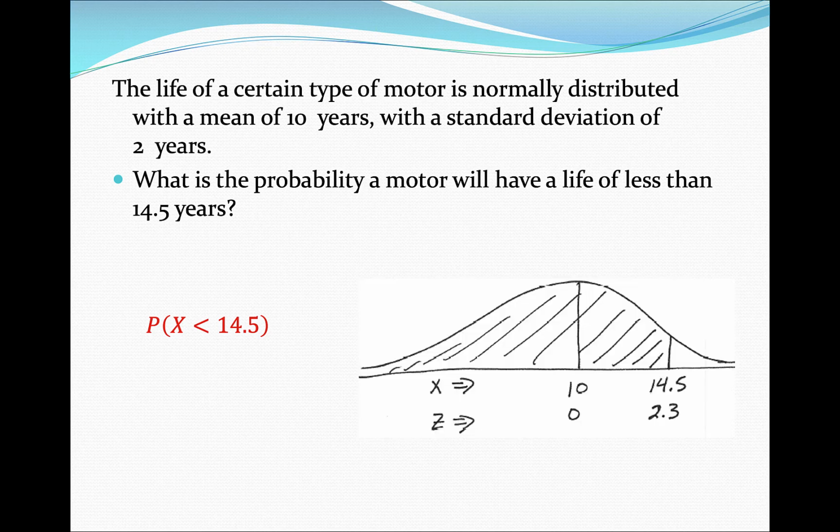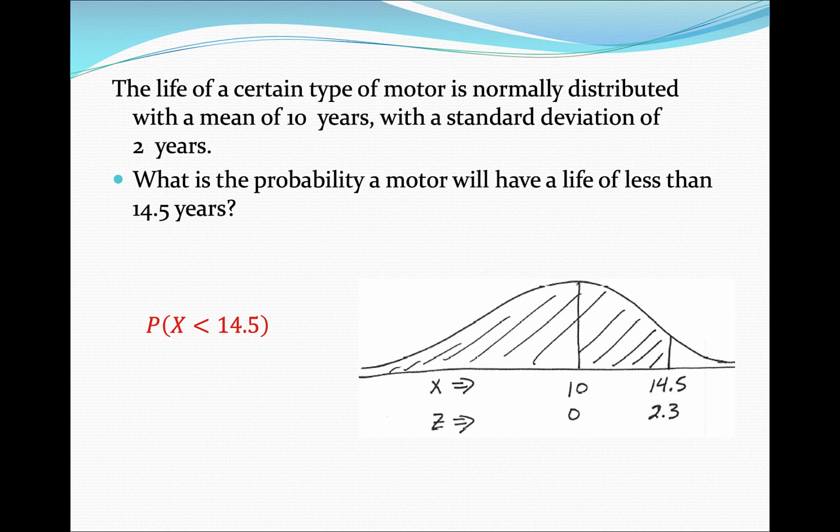Draw your picture. So draw your normal curve. The mean is now 10, so we put that center line there at x equals 10. And then we're interested in a value of 14.5, which is somewhere over there to the right of 10. We're going to next transform those into z's. Once we identify those values, we want the area to the left, so we shade the area to the left of 14.5. And then once we get our picture set up, we're going to write out those z values.